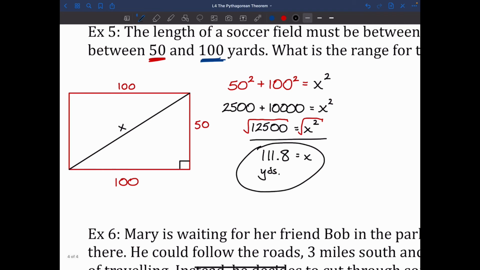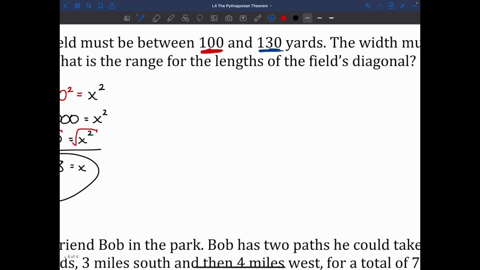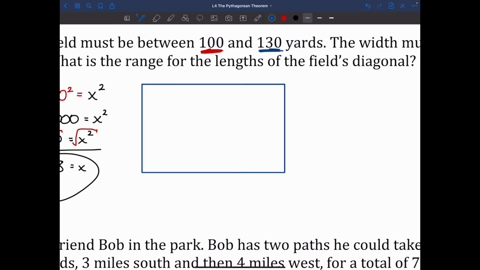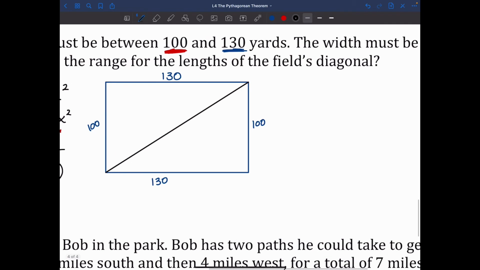The other half of this problem is working on the largest possible field. So this one was 130 yards long and 100 yards wide. So maybe something like that. So 130 long, 100 wide. And again, just like on the last one, we're looking for the length of that diagonal that runs straight across the field.